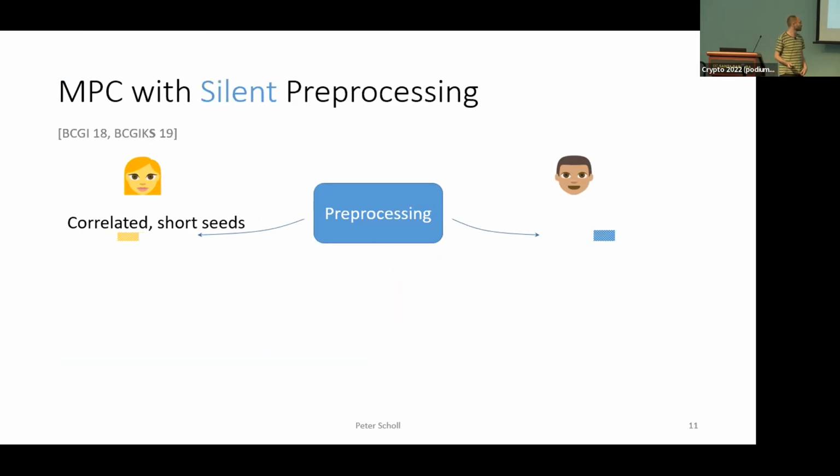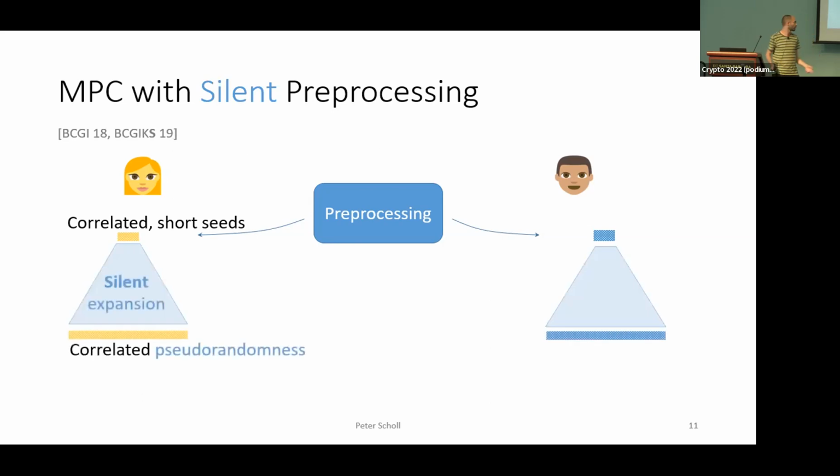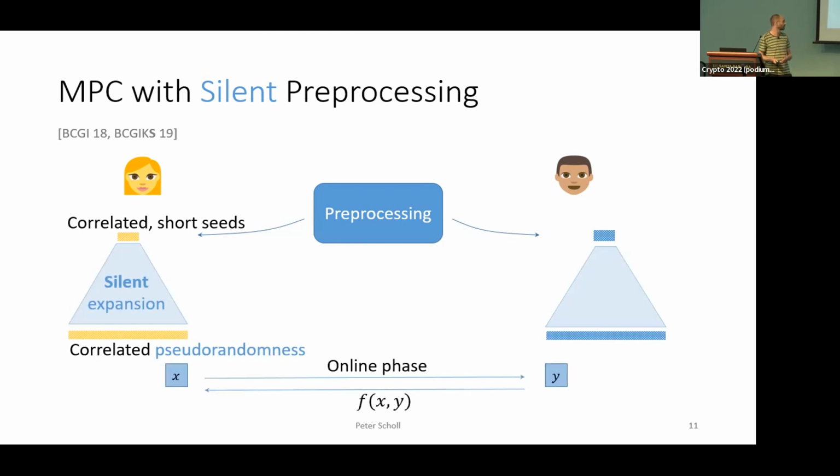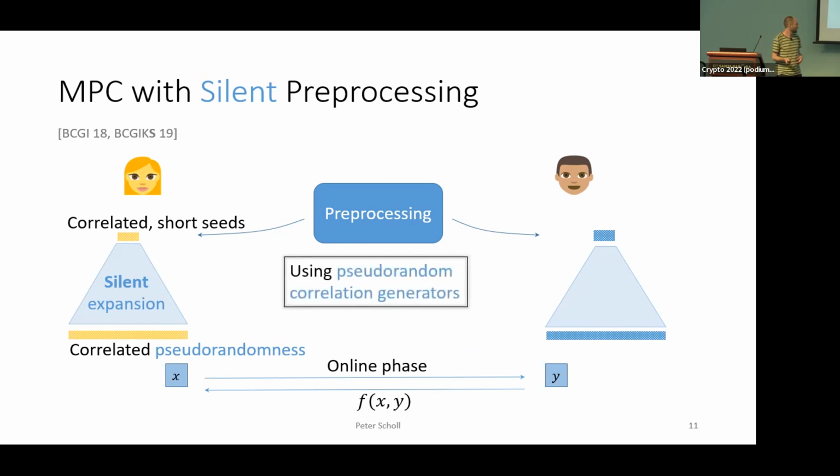So silent preprocessing is a way of compressing this amount of preprocessing material to just some short correlated seeds, which can then later be locally expanded to produce a larger amount of correlated pseudorandomness, like multiplication triples. And these can again be used in the online phase as before. And we do this building on advances in PCGs.